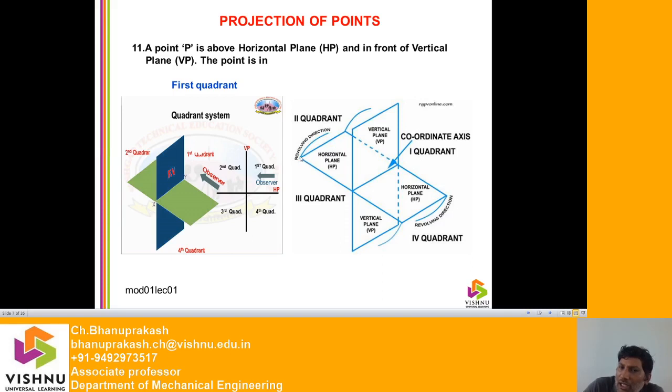Here the horizontal plane is not constant, it is moving in the clockwise direction. On the vertical plane we always get the elevation or front view. On the horizontal plane we get the top view. I think the difference will be very clear. In the first coordinate, the vertical plane is always above the reference line xy, and the horizontal plane is below the reference line xy. So the elevation will be above the reference line xy, and the plan or top view will be below the reference line xy.